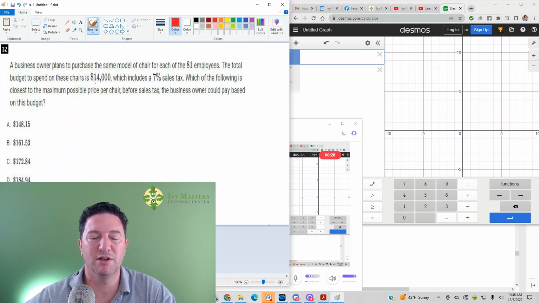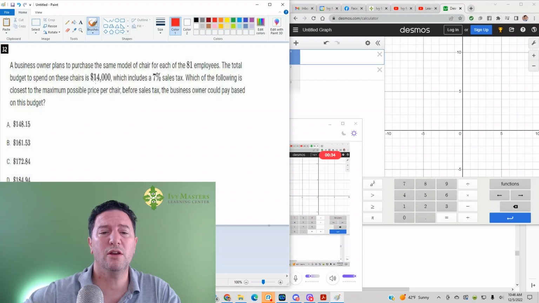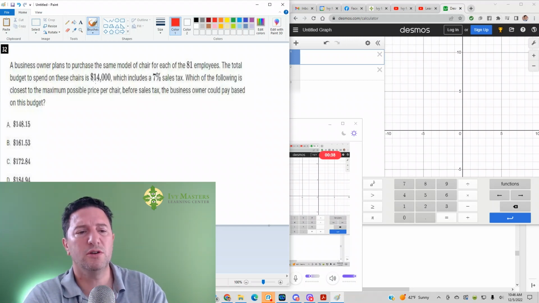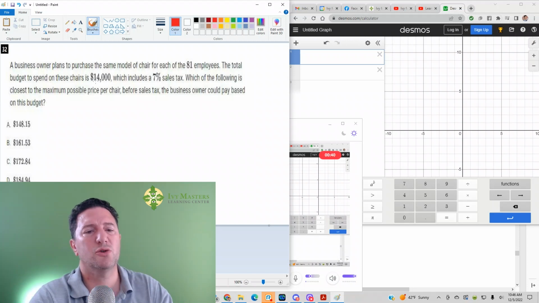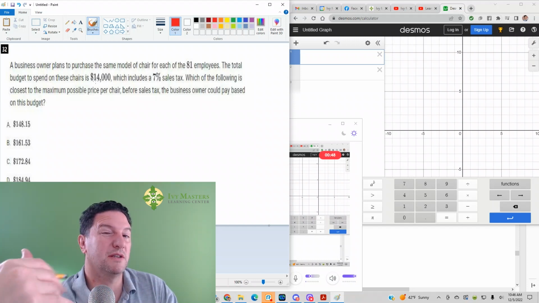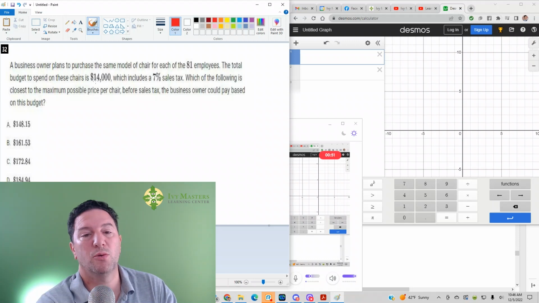pay on his budget? So a lot of times students are at a loss as to how to approach this question. One thing you could always ask yourself is, could I pick numbers? Could I use my answer choices? For this one, we could use our answer choices because the answer choices are all possible prices per chair. So when you're using your answer choice, usually where do you want to start? Top, bottom, or middle? You want to start with the middle.